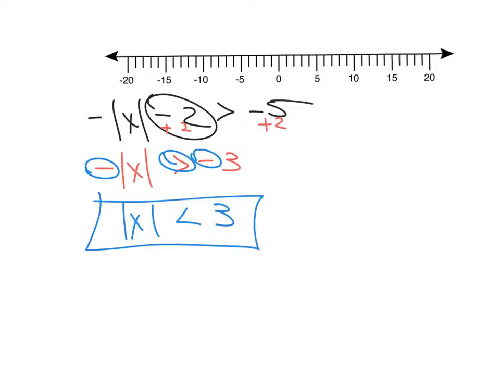Now because this does not have an equal sign on it, we have an open circle at 3, and we also have an open circle at the negative 3. Okay, now we just have to figure out what we're going to shade.